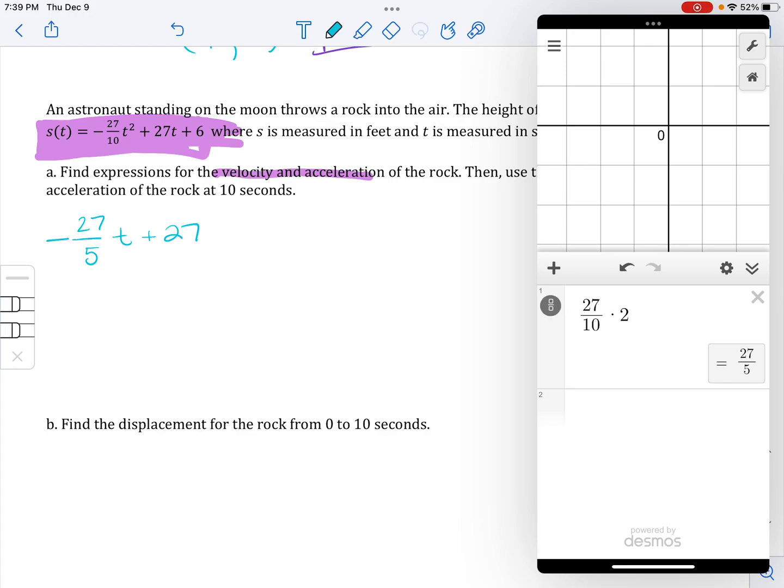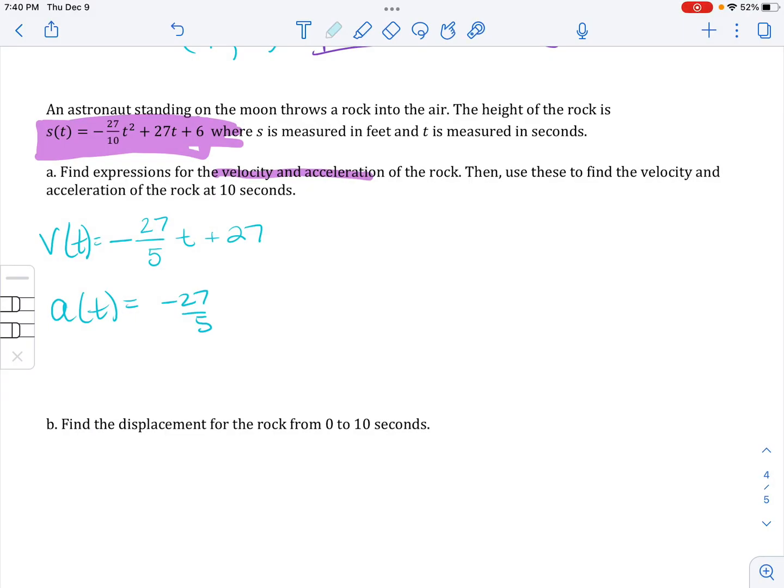Let me move this over a little bit so that we can see that this is the velocity function. Acceleration is just the derivative of that one more time. So again, we take the exponent here, which is 1, and multiply that together. So negative 27 fifths. And that's it. The velocity of this is 0. And so the acceleration is this. The velocity is this. Go me.